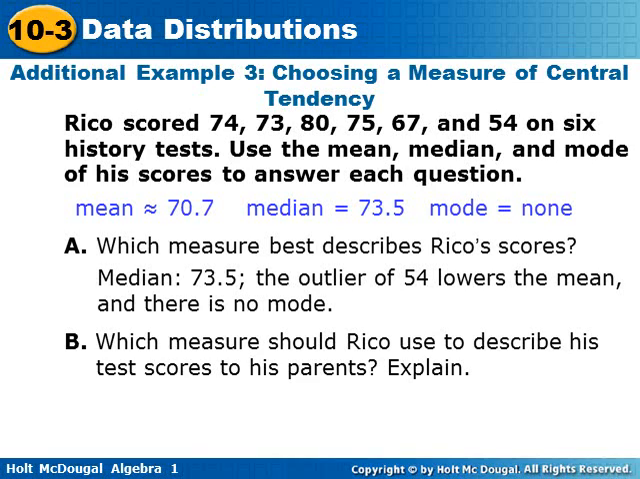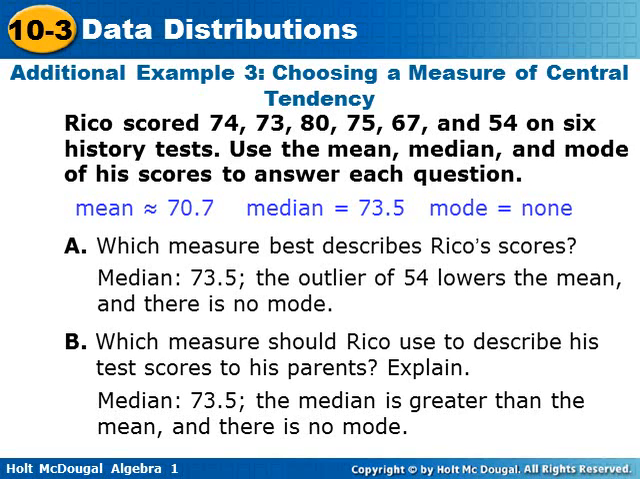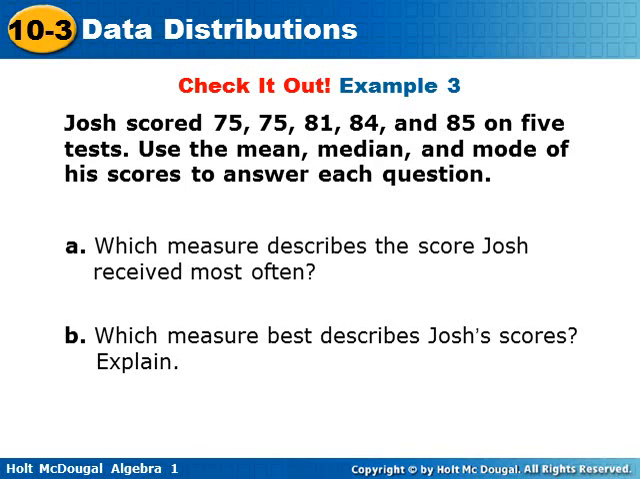B. Which measure should Rico use to describe his test scores to his parents? Explain. The median, 73.5. The median is greater than the mean, and there is no mode. Josh scored 75, 75, 81, 84, and 85 on 5 tests. Use the mean, median, and mode of his scores to answer each question. This one's for you to try on your own, and then you can check back for your answer.